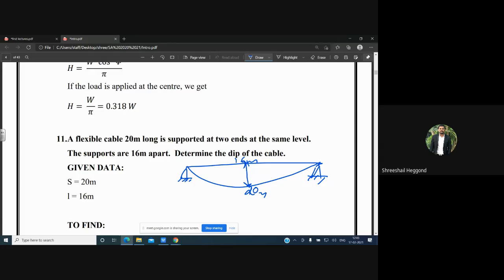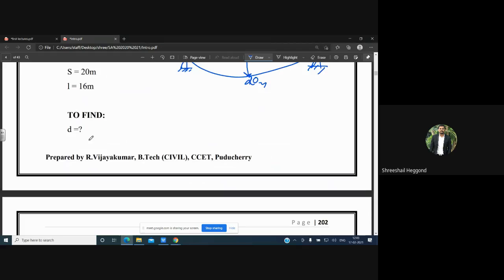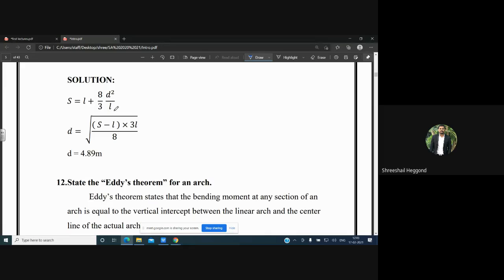For that, you need to calculate D, and that can be given by S equal to L plus 8 by 3 D square divided by L, which is the equation to find the value. S is a known value, L is a known value, which is already given. Only D you need to find out, or else D can be written as the square root of S minus L into 3L divided by 8. The first equation is rearranged and it can be calculated as 4.89 meters.